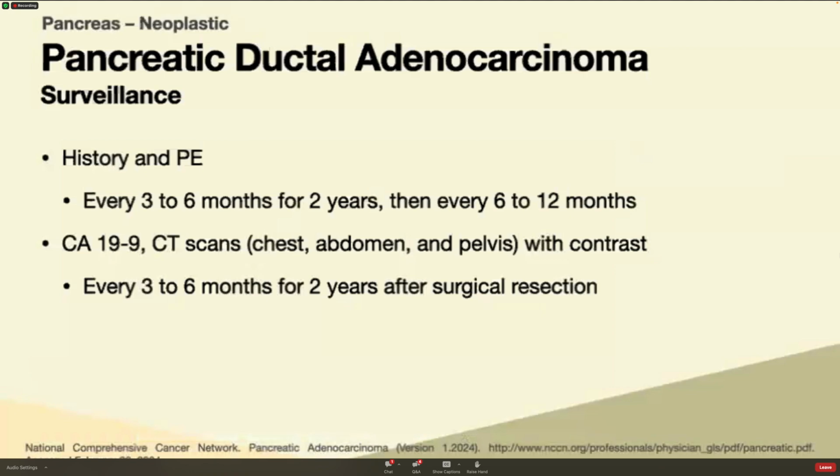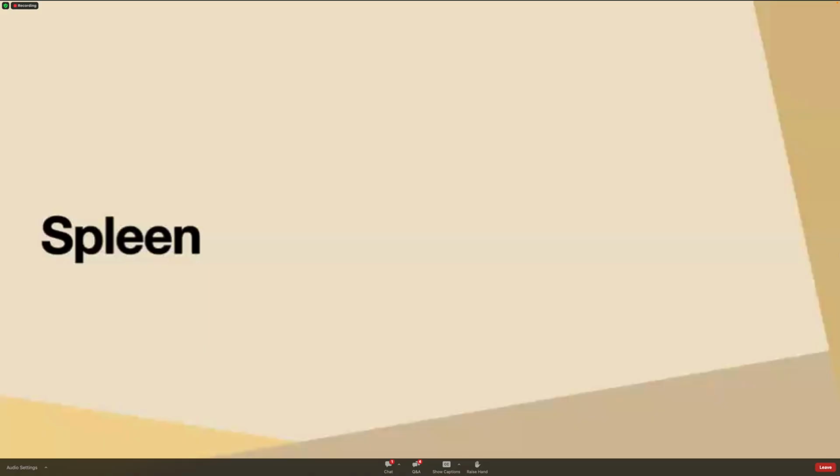Then for the surveillance, for the first 2 years, we do history, PE, CA19-9, and CT scans every 3 to 6 months. Then history and PE thereafter every 6 to 12 months. So that's it for the pancreas.